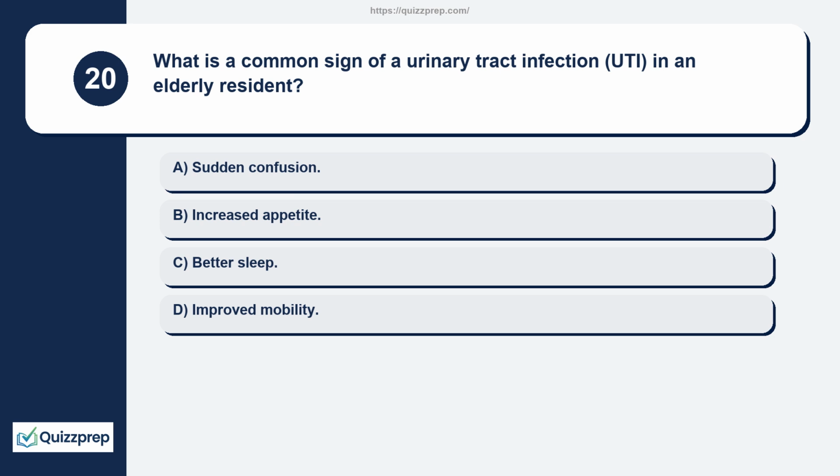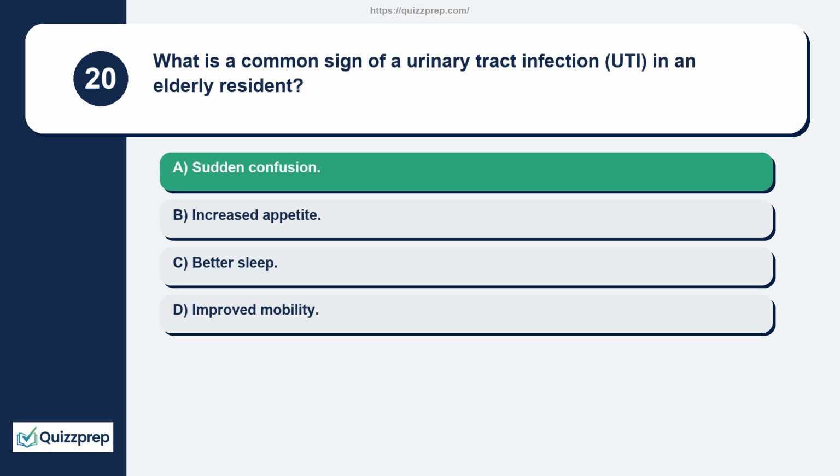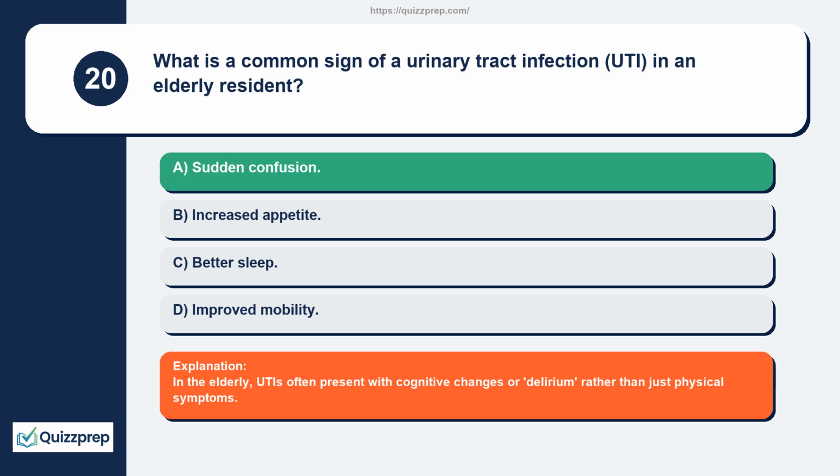Question 20. What is a common sign of a urinary tract infection, UTI, in an elderly resident? Sudden confusion, increased appetite, better sleep, improved mobility. In the elderly, UTI is often present with cognitive changes or delirium rather than just physical symptoms.